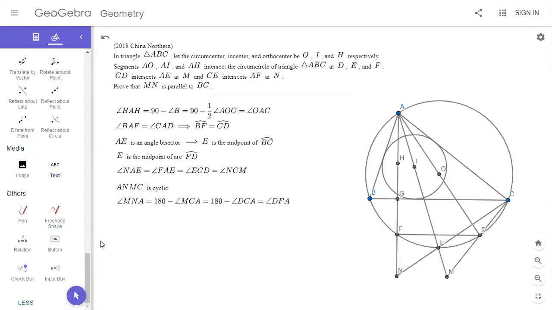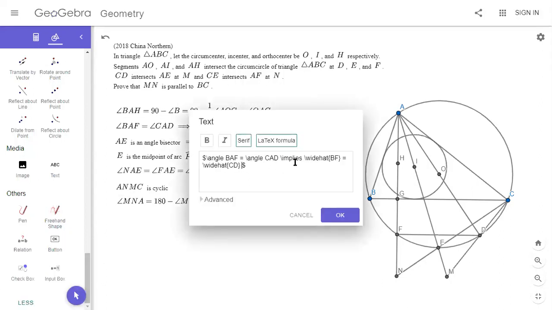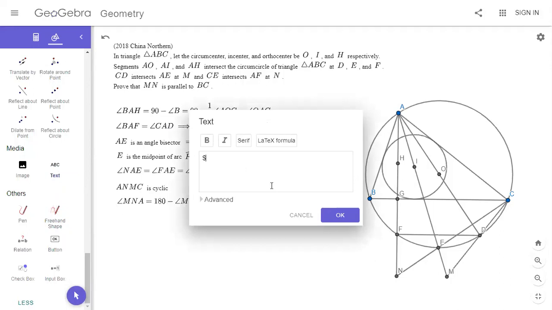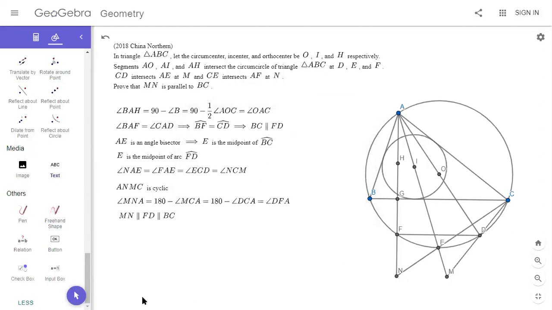So I guess really, I'll just add this up here. So BC is parallel to FD from this step above. So if we combine it, then we get MN is parallel to FD, parallel to BC, and that solves the problem. All right, so I'm going to move on to the next one. This one wasn't too hard.